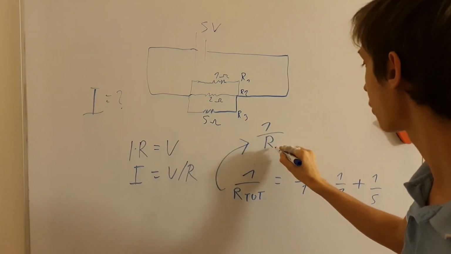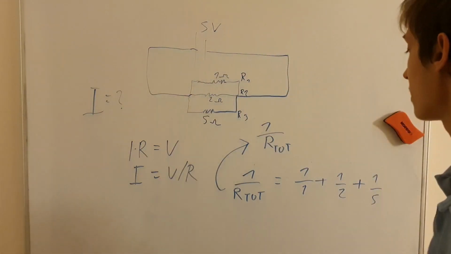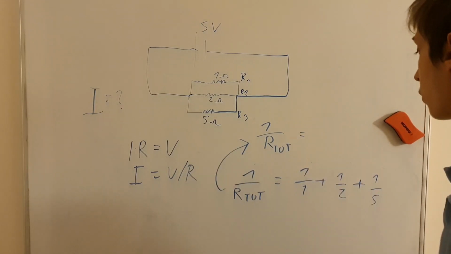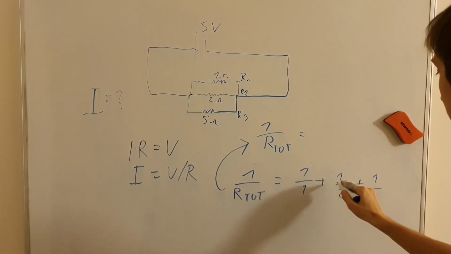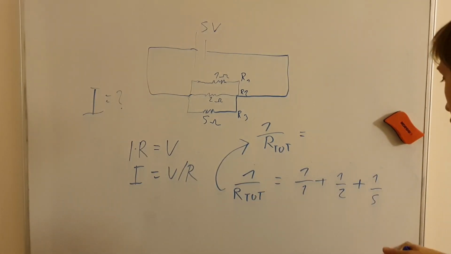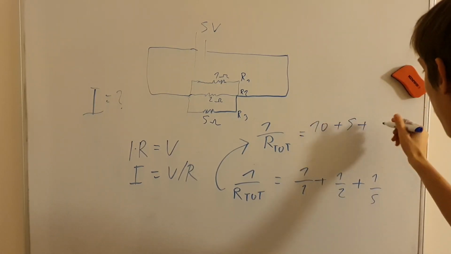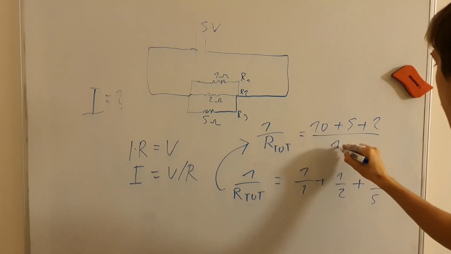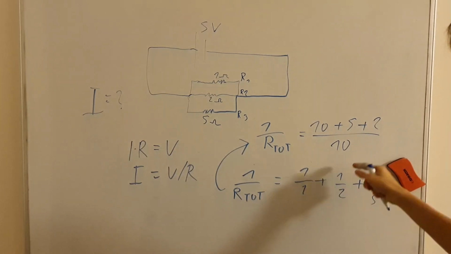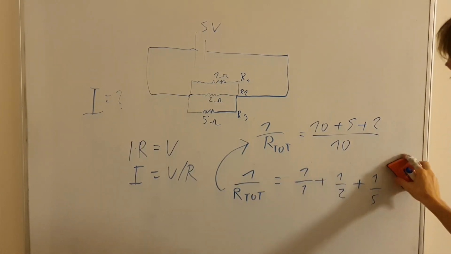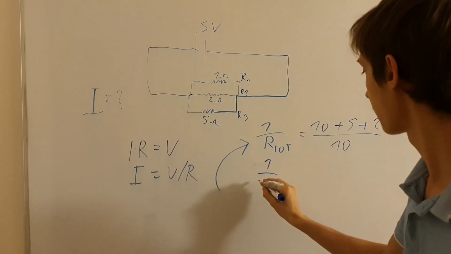So 1 over R total. I can start writing just R because I'll just need what these 3 will be replaced by in a second, but I'll just keep writing R total because I used it before. So this will be, I can get the common denominator as 10, so it's 10 over 10 plus 5 over 10 plus 2 over 10, and that gives 17 over 10. So it's 10 over 10 plus 5 over 10 plus 2 over 10, right? And this gives 17 over 10.